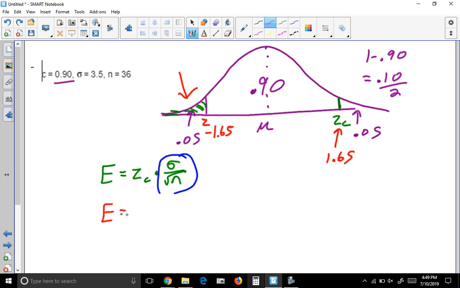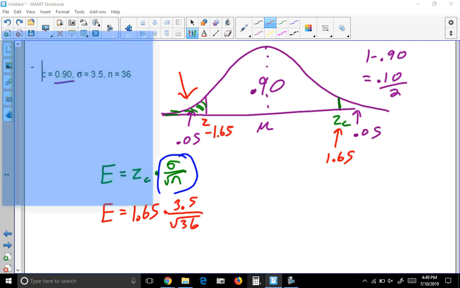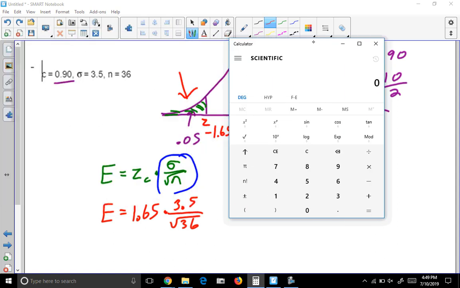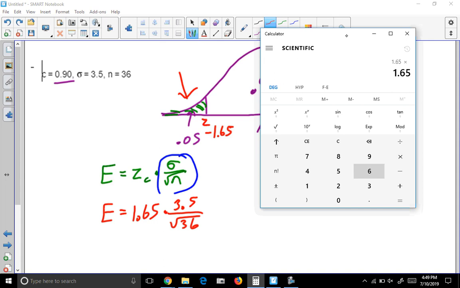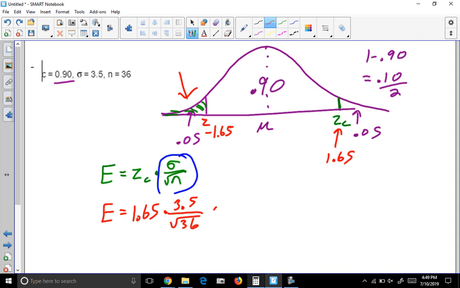So our margin of error is that critical value times our population standard deviation divided by the square root of our sample size. So if we pull out our calculator, 1.65 times 3.5 divided by the square root of 36, and that gives us 0.9625. So if we knew what our mean was, then our margin of error to the right of the mean or to the left of the mean would be that distance. So let's put that in and see if that's what they're looking for.